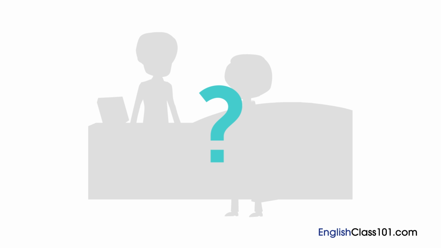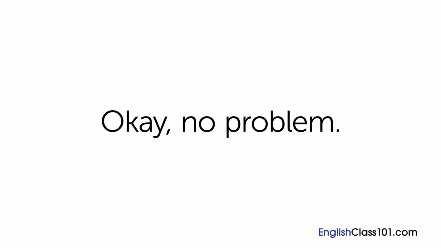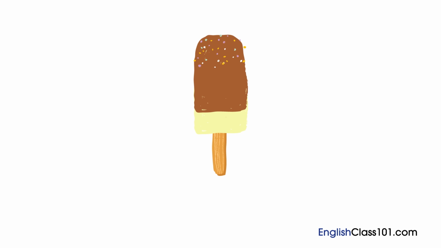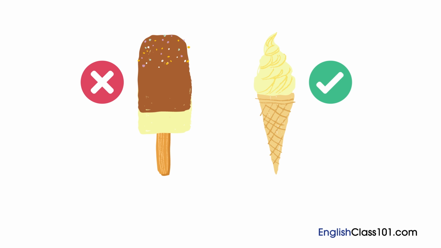Do you remember what Gustavo said after the receptionist told him that Mr. Thomas was running a little late? Okay, no problem. First is the word, okay. Next is the phrase, no problem. Together, it's okay, no problem. This expresses agreement and understanding. Now you try. Imagine you ordered chocolate ice cream, but the waiter says they only have vanilla. How would you express that you are okay with vanilla ice cream?